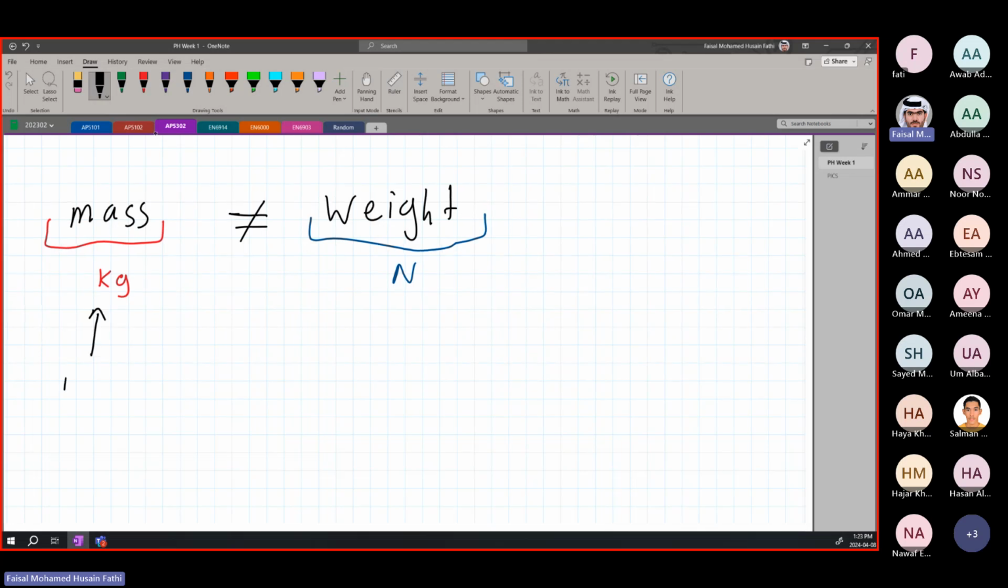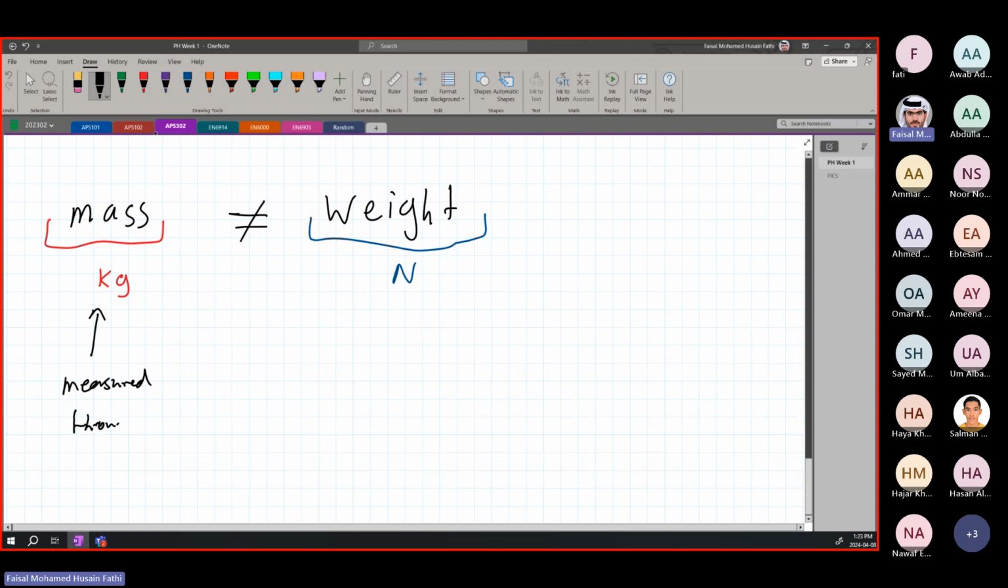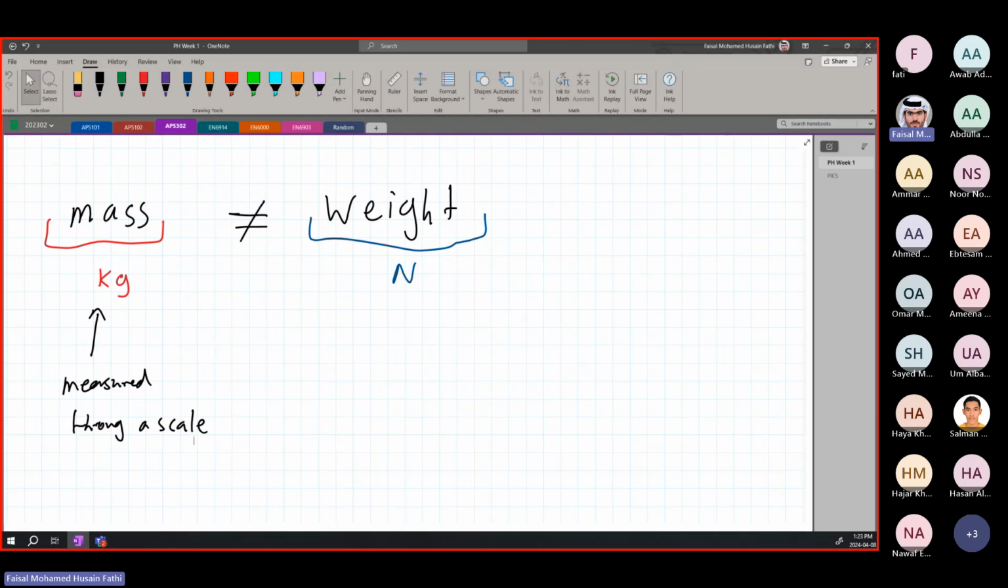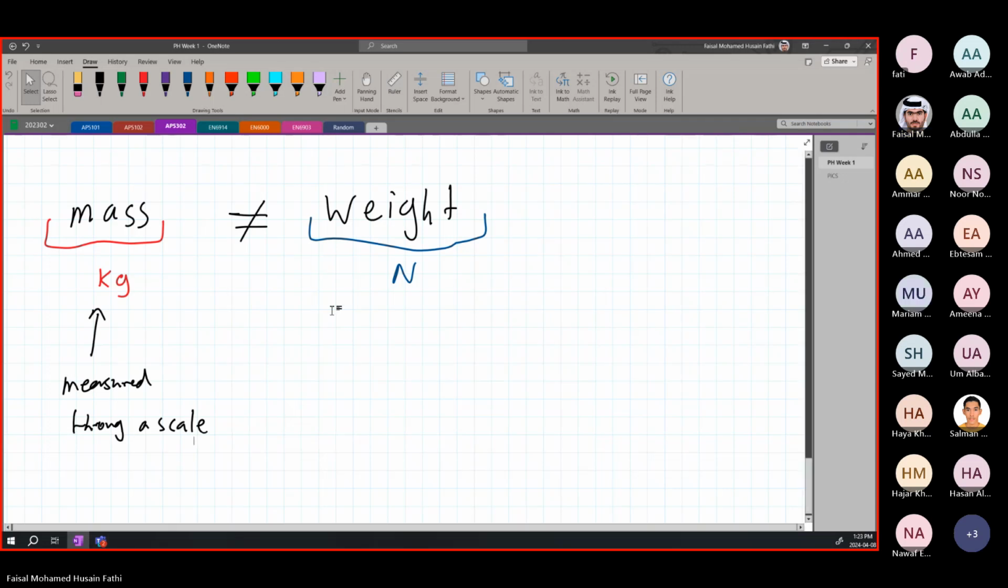Which is measured through a scale. It is always constant. It is never changing, the mass. Mass will always be the same. Mass depends on the atoms in you. It also depends on the size of the object. It depends on a lot of things.